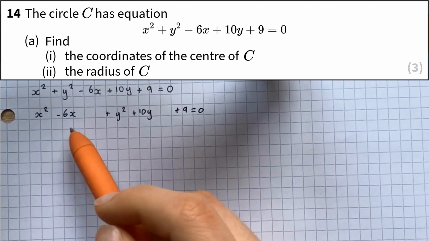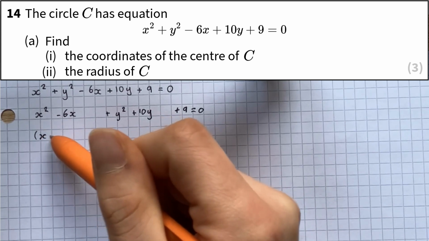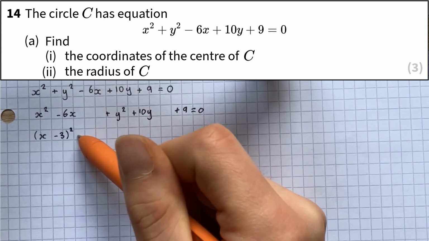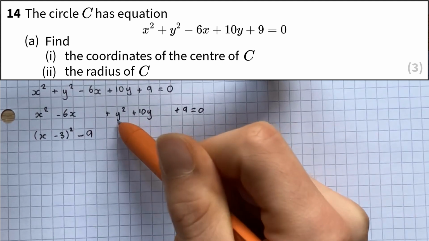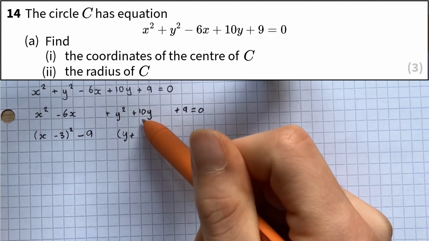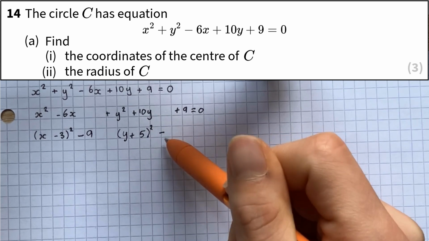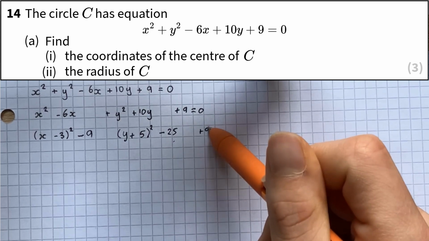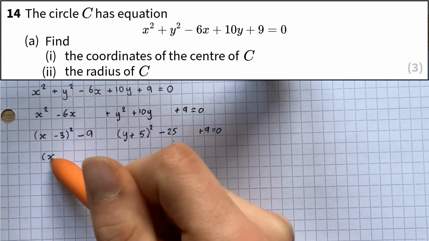To complete the square on the x terms, we need to take the 6 and we need to half it. Then we need to square it in the bracket. Then it's going to be minus, always minus, that 3 squared, which is 9. We do the same thing for the y term, half the 10, which is 5. Minus, it's always minus, 5 squared, 25. With the 9 on the end. And once we've done that, it's just a case of simplifying.